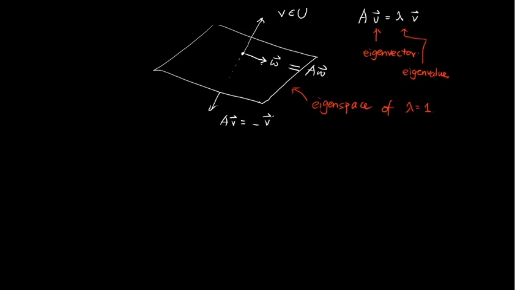So the eigenspace is the set of vectors such that A times V is equal to lambda V for a given lambda. So each lambda will have its eigenspace, and the eigenspace is also the space that we are making the projection onto. Okay, so that's the idea of eigenvector, eigenvalue, and eigenspace. There are just some terminologies.